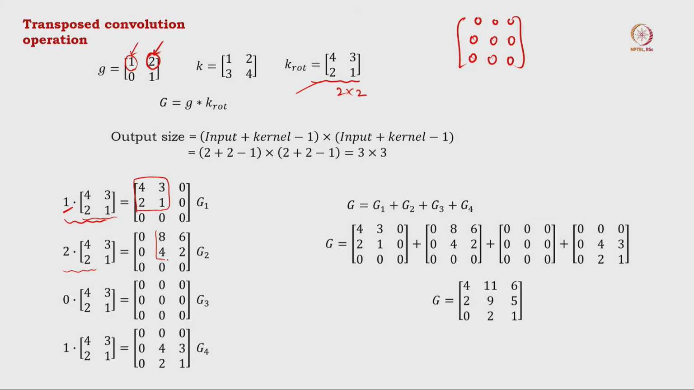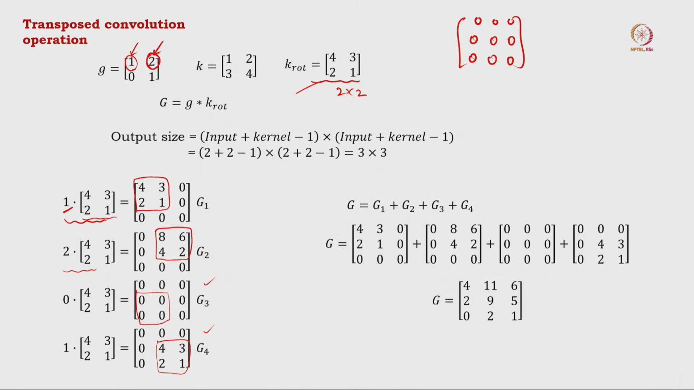Therefore, in this top right you are going to place the calculation: 2 into 4, 4 2s are 8, then 2 into 4, 3 into 2 is 6, 2 into 1 is 2. Likewise, you will do it for 0 and you will do it for 1. When you do it for 0, this is the result that we have obtained. When you do it for 1, this is the result that we have obtained.